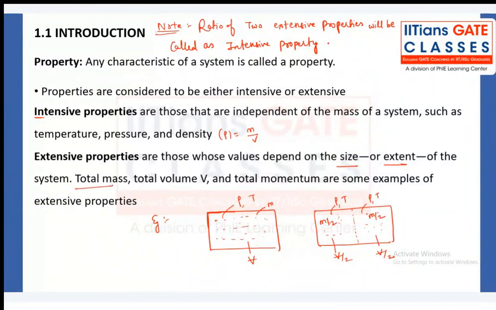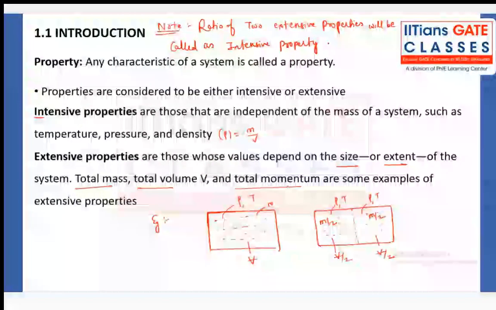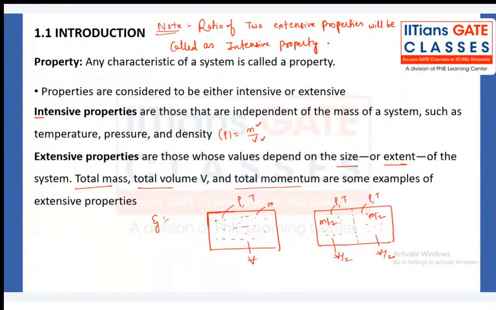What is an example of an extensive property? Total mass, total volume, total momentum. The ratio of two extensive properties, mass and V, put a note point and write down: the ratio of two extensive properties will be called an intensive property. That's why density comes under intensive property.